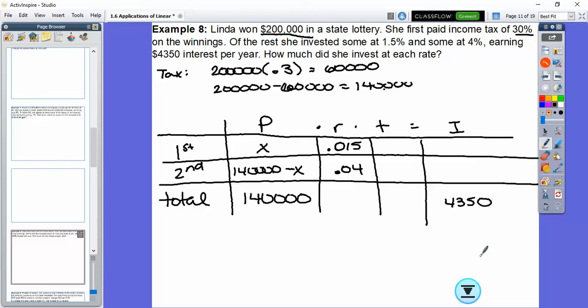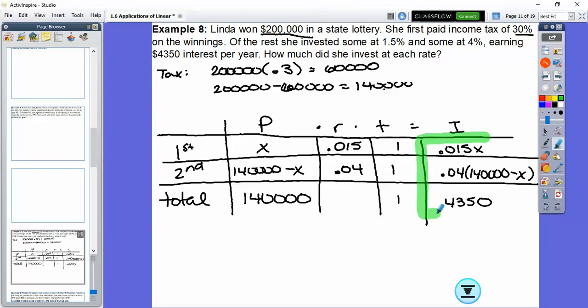Okay, so then, let's see what else. We're talking about per year, 1 year. To get our interest, we multiply, so we have 0.015x plus 0.04 times (140,000 minus x). I do have a hole in my table, but that's okay. You don't have to fill out everything as long as you can get this final column. That's the part we need to write our equation. So it's okay that we don't know everything. So we just add the first two together to equal total.